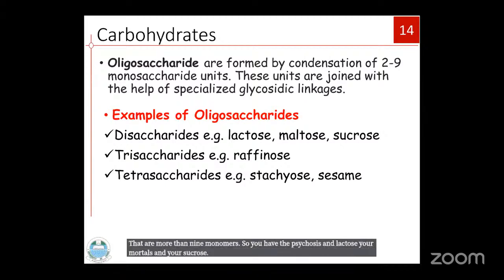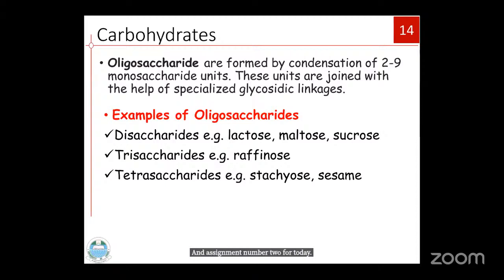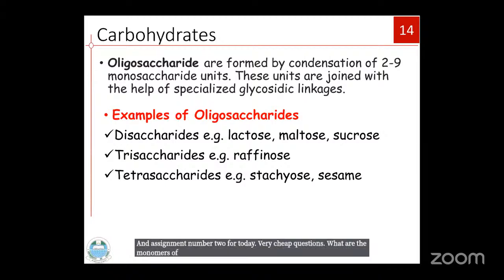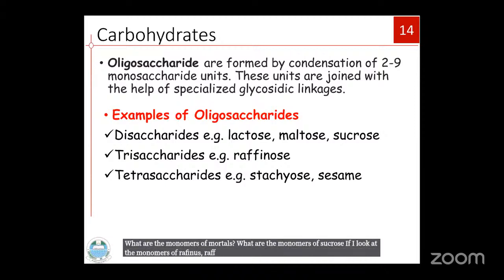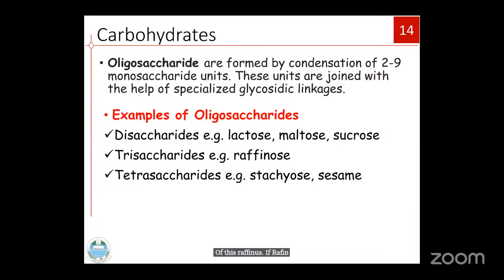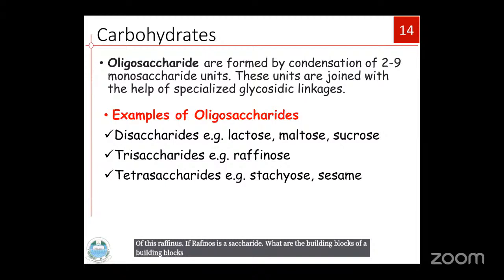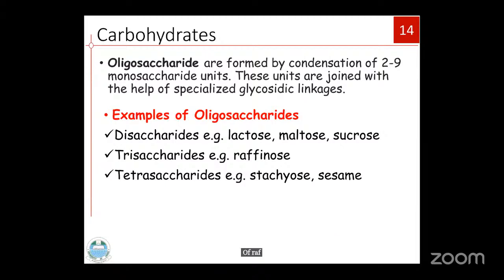And the assignment number 2 for today. Very cheap questions. What are the monomers of lactose? What are the monomers of maltose? What are the monomers of sucrose? In fact, what are the monomers of raffinose? Raffinose is a trisaccharide, right? So what are the repeating units, the building blocks, of raffinose?